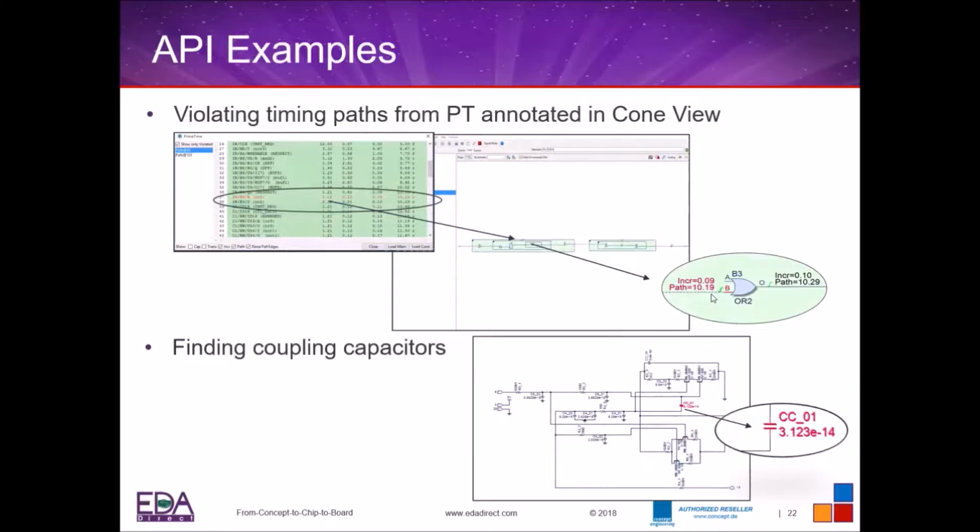Another example at the bottom is you have a pretty heavy-duty netlist that has a lot of parasitics. You're trying to identify where the coupling capacitors are. So the tool will identify the coupling capacitor, and you can double-click your mouse, and it'll be highlighted.